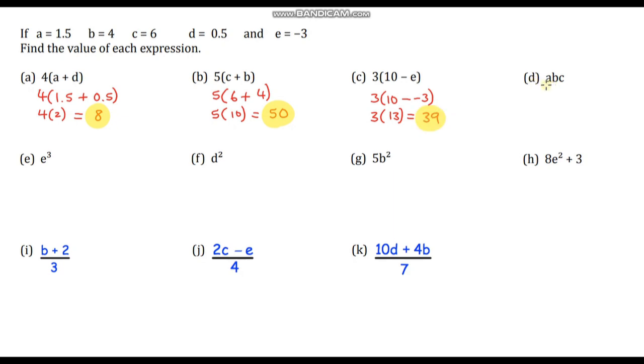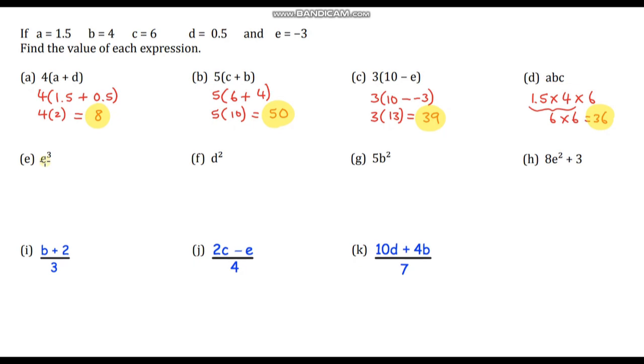Question D is ABC. Well, when we've got 3 variables next to each other, that just means multiply. So this is A times B times C. So A is 1.5. So 1.5 times B, which is 4, times C, which is 6. Multiplication is commutative, so the order in which I do this doesn't matter. I could do 6 times 4 first and then times 1.5. But I think I'm just going to do it from left to right. So 1.5 times 4 is 6. And then 6 times 6 is 36.